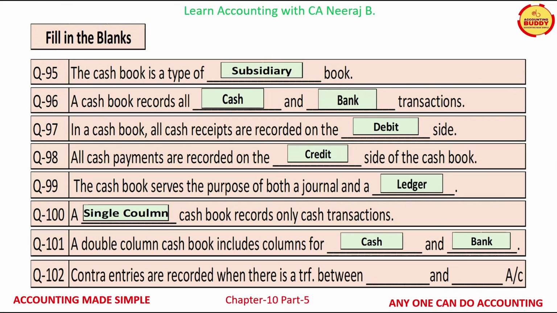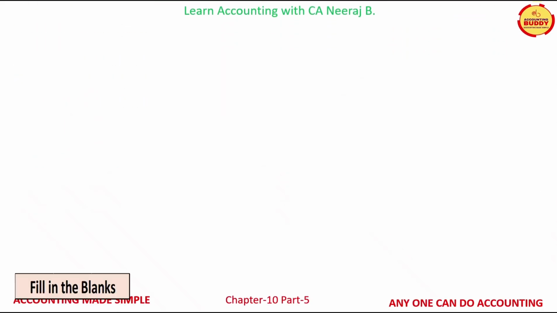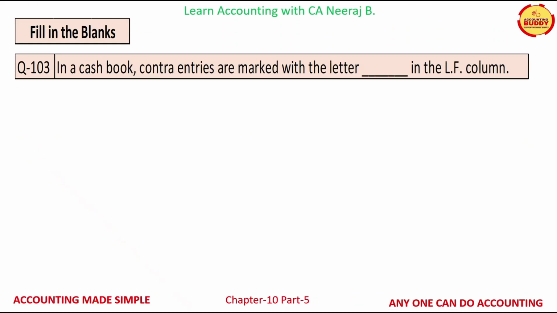Question number 102 is contra entries are recorded when there is a transfer between dash and dash account. The correct words are cash and bank account. Question number 103 is in a cash book, contra entries are marked by the letter dash in the ledger folio column. And the correct answer is letter C.